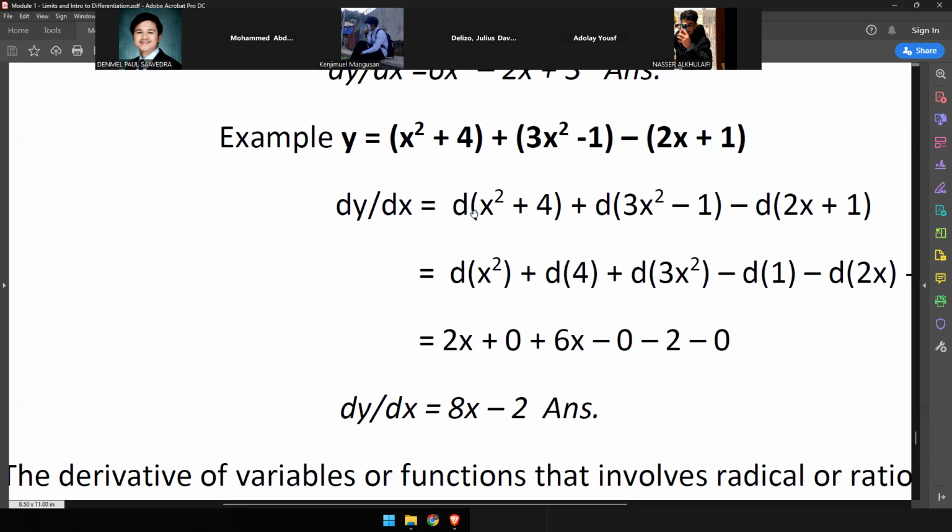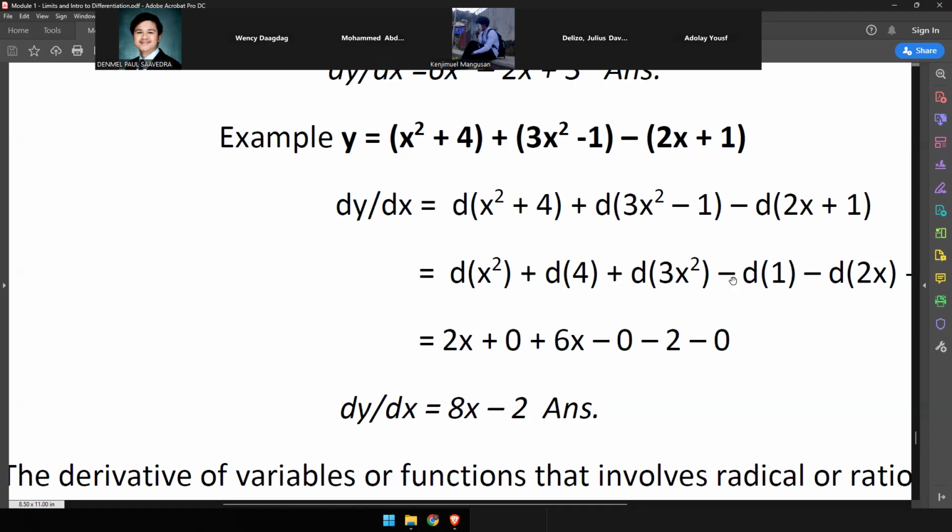Then afterwards, we can still distribute. Okay, so distribute the d to each expression or to each term in here. So derivative of x squared, derivative of 4. Okay, next one is the derivative of 3x squared, and then derivative of negative 1.